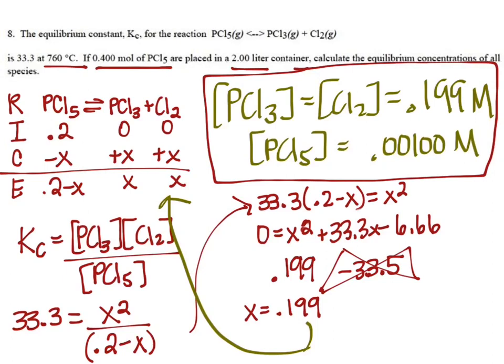Is everybody good with that? Everybody? Do we have to write anything about them being at equilibrium, like a little EQ? No, because it just says calculate the equilibrium concentration, so they're going to assume that that's that.